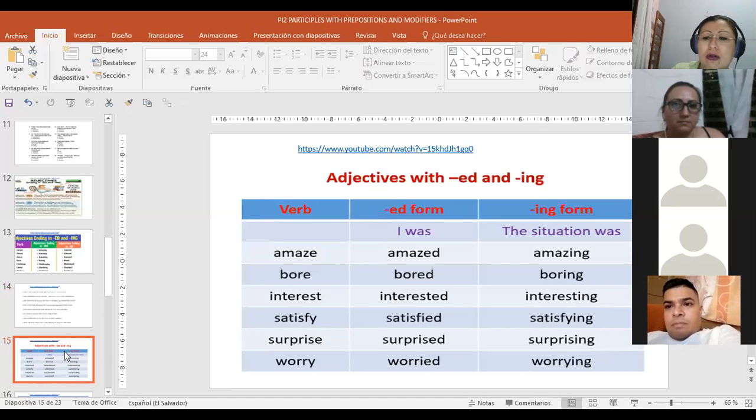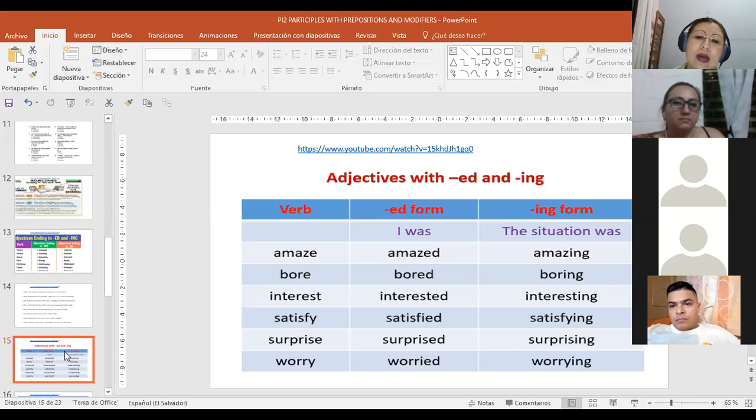Entonces aquí tenemos otro, ¿verdad? Por ejemplo, el verbo amaze. You can say, I was amazed, and the situation was amazing. The verb is bored. I was bored. The situation was boring. The verb is interest. The ED form, interested. The situation was interesting. The verb, satisfied. The ED form, satisfied. I was satisfied because this and that.